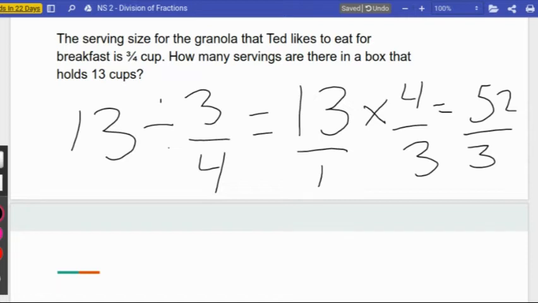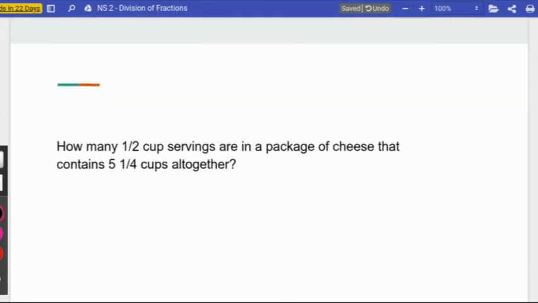So that just means 52 divided by 3. So that means that I have 17 full servings, and then I have half of another serving. I don't have half of a cup left over. I have half of a 3/4 cup serving left over.